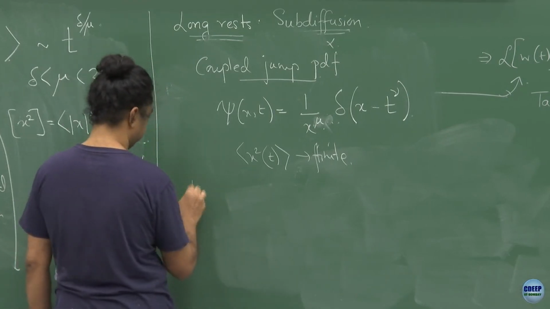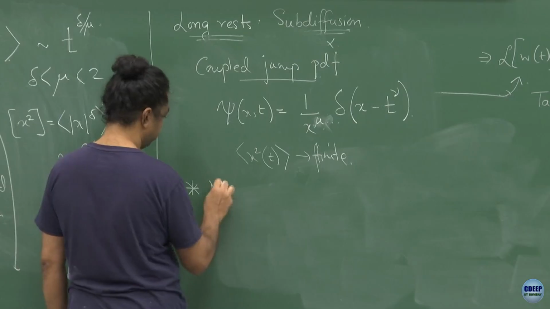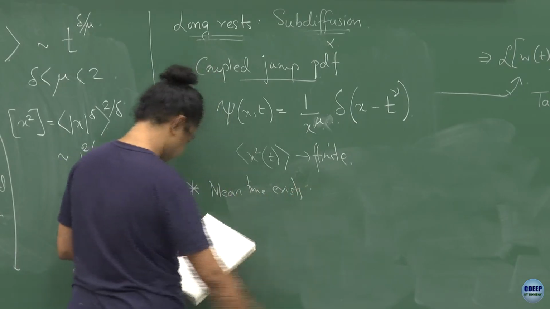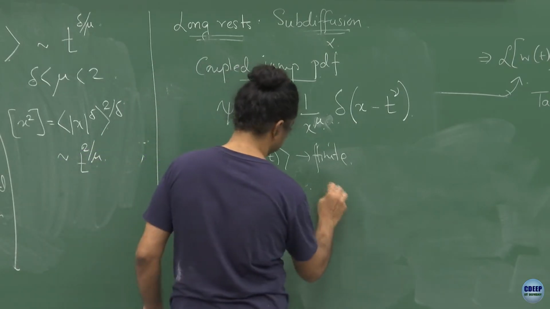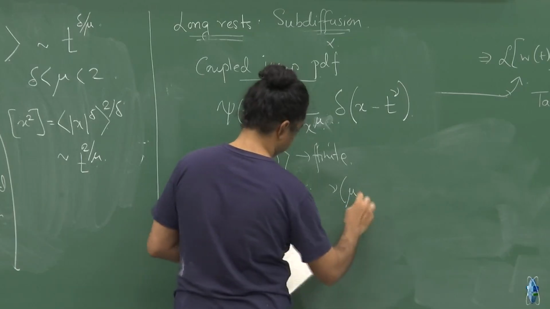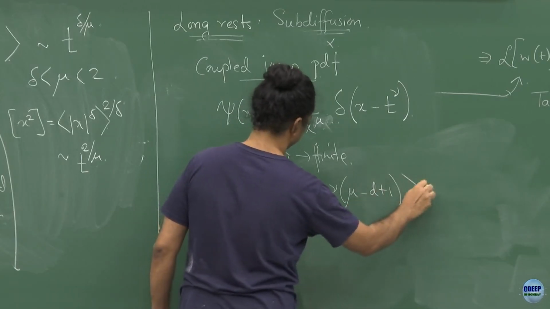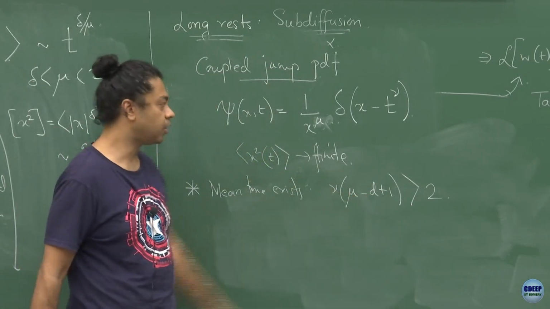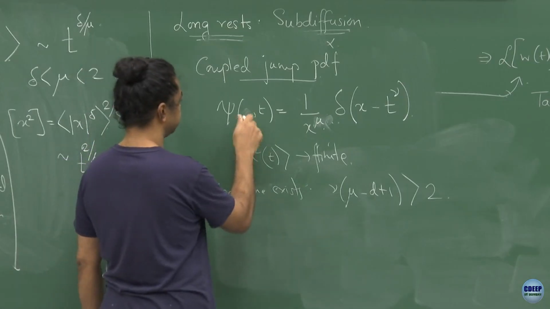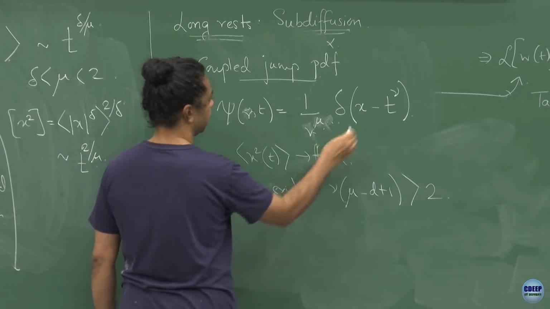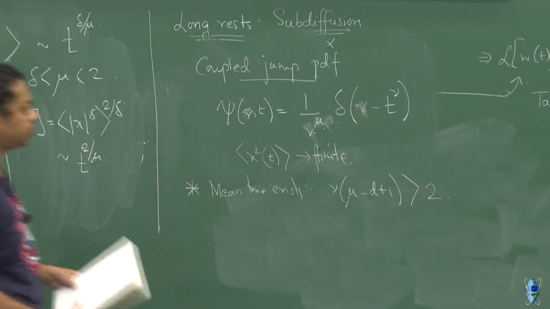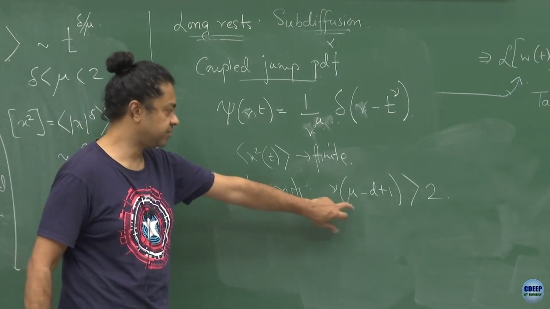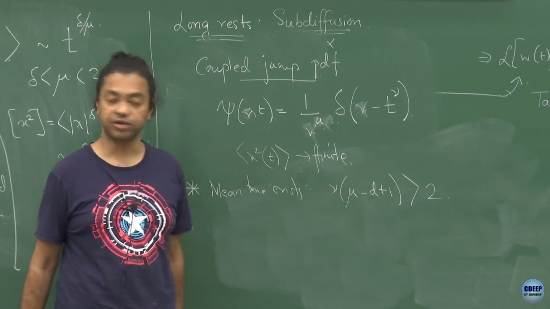One thing is whether you have a mean time between jumps or not. So, if a mean time exists, the condition for that is nu into mu minus d plus 1 is greater than 2, where d is the dimensionality of the walk. I was writing in one dimension, but in principle you can write r to the power minus d minus mu in any dimension. You can show that the mean time exists if nu, mu and d satisfy this relation.